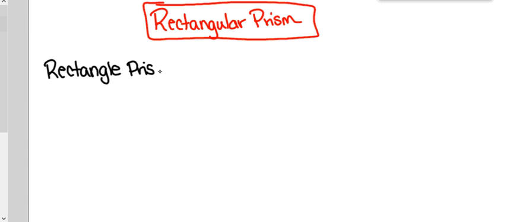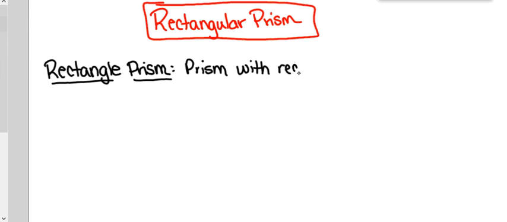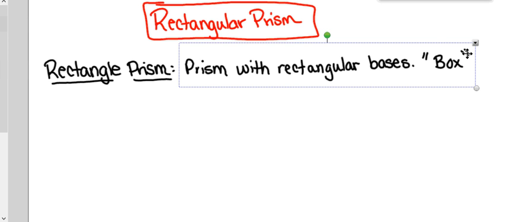And if you're having a hard time keeping up with me as I write, remember that in the video you can pause me, you can stop it, you can rewind it if you need to. So if I'm going too fast, just pause me or slow me down. So I'm going to say prism with rectangular bases. So the easiest way to think about this is like a copy paper box or a tissue box or some other kind of rectangular box.